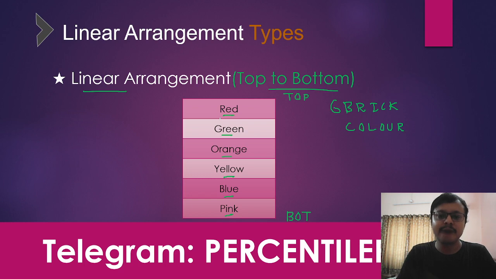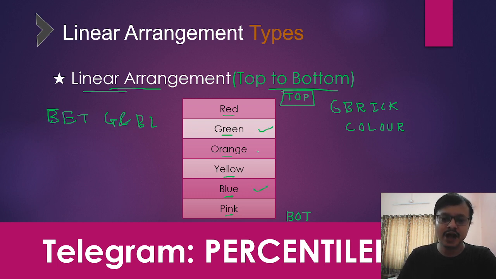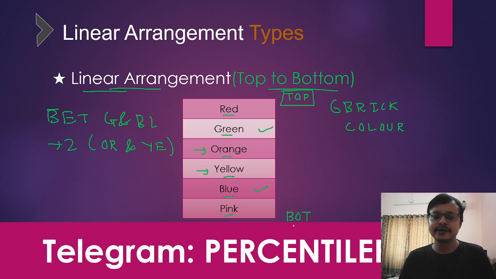Now, here what is happening is you have the dimensions as top and bottom. But the rules will be the same as linear arrangement. For example, if they ask how many bricks are between green and blue: green is here, blue is here. How many bricks in between? Orange and yellow, that is 2. So effectively what you're doing is very similar to a linear arrangement left to right. The only thing is here the left to right has been changed to top to bottom.